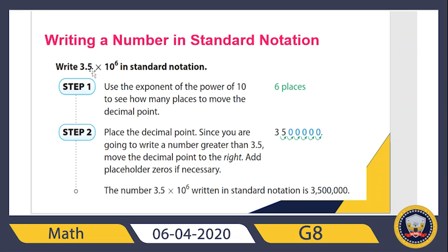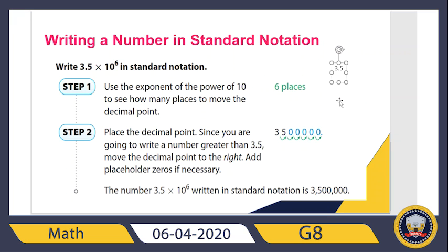Here 3.5 times 10 to the power 6 means 10 multiplied by itself 6 times. How many zeros do I have? 6 zeros. 6 zeros means 6 decimal places. Let me write it here. 3.5 times 10 to the power of 6 means 6 zeros, 10 multiplied by itself 6 times.